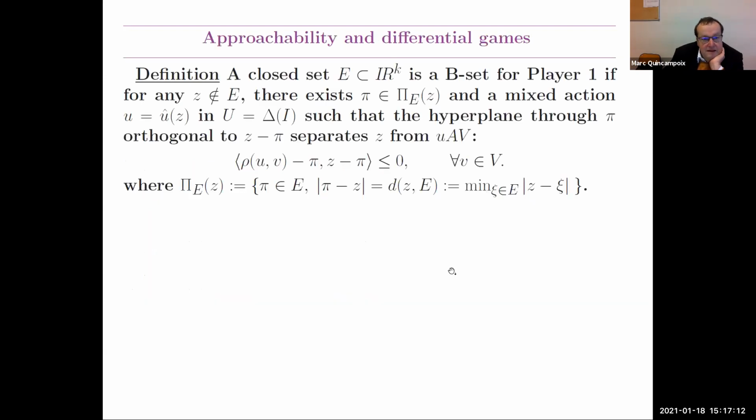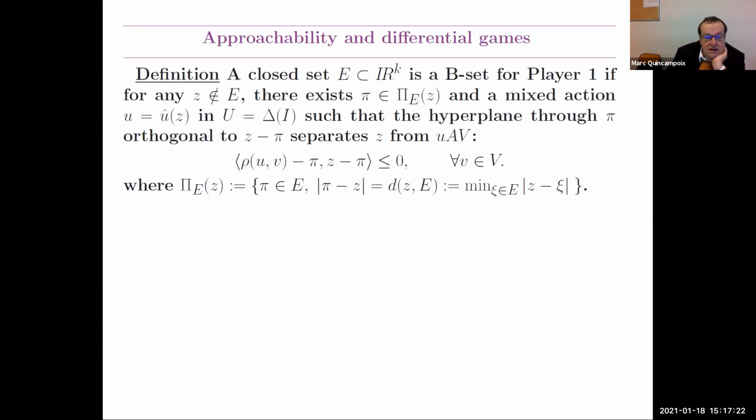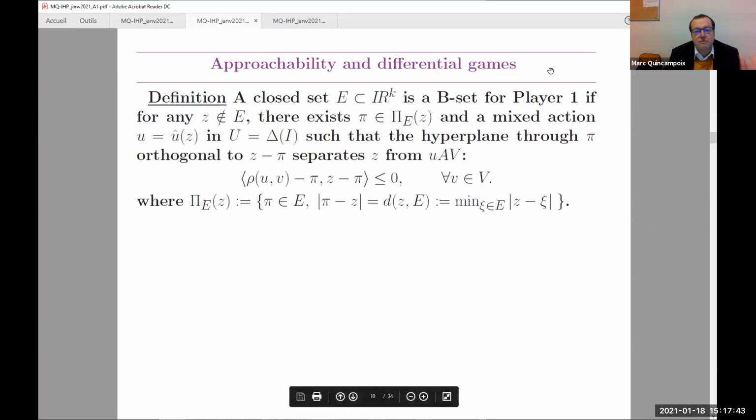Okay. So the first part of the talk will concern the full monitoring case. So once again, Vianney has defined it this morning. Blackwell has defined what a B set is: a closed set E in the space R^k is a B set if and only if there exists some P for every Z.